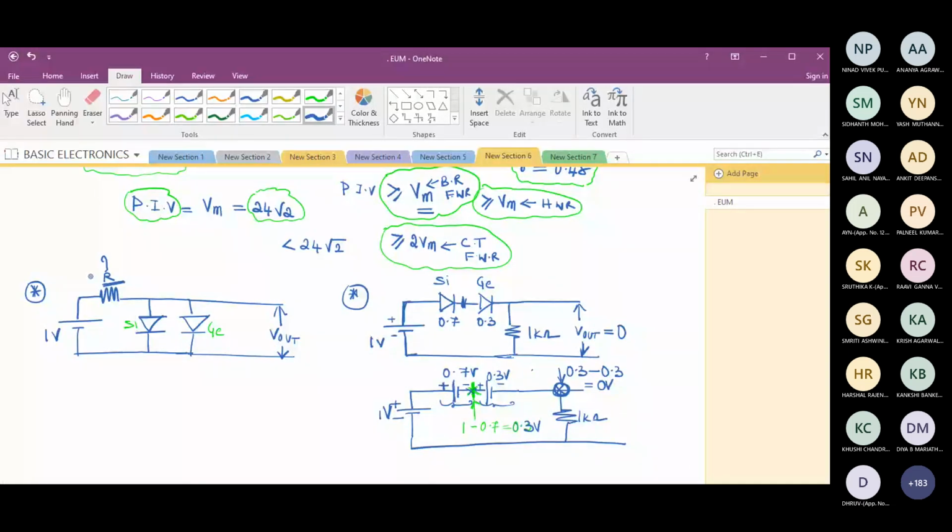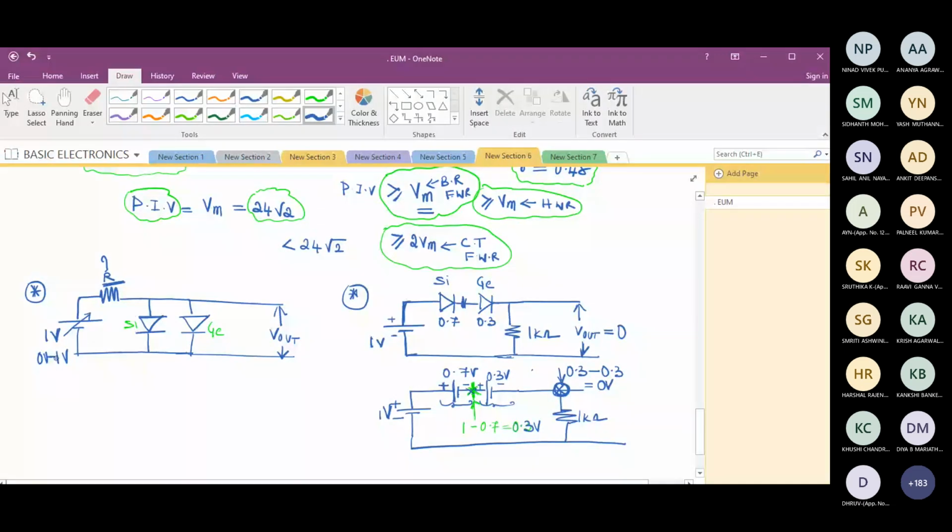So if I apply 1 volt, to apply 1 volt, should I raise this potential from 0 to 1? Am I correct? Yes. Again, I'm explaining this concept here.